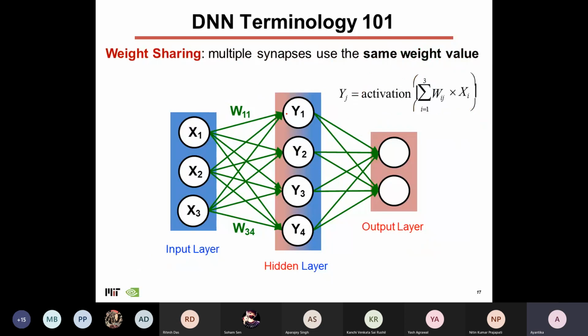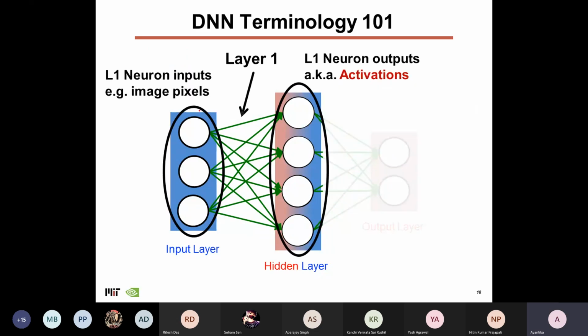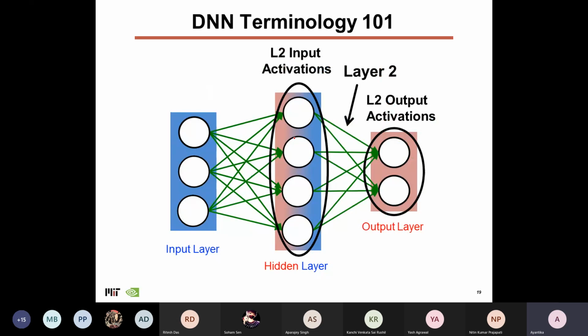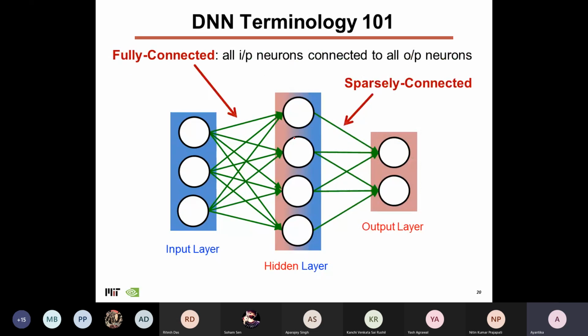Okay. Then before that, you can see that you have multiple synapses, and they may use the same weight value. And these are the input pixels. This is layer 1, and this is connecting this neuron output to the next layer.